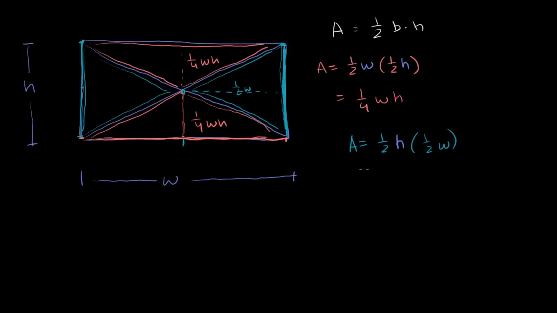But if you do the math here, the area is equal to 1/2 times 1/2, which is 1/4, height times width. Or you could just write that as 1/4 width times height, which is the exact same area. So the area here is 1/4 width times height, which is the exact same area as each of these orange triangles. And it makes sense because each of them is exactly 1/4 the area of the rectangle. Hopefully you enjoyed that.